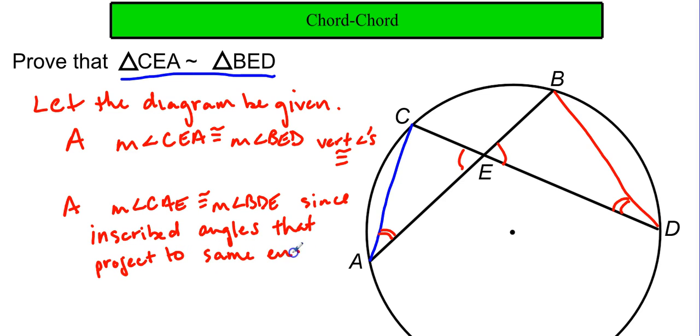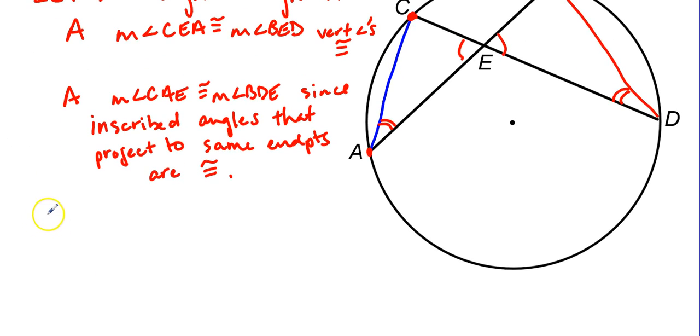and I'll show you what I mean here in a second. So here we have two inscribed angles that project to the same endpoints, and we know that it must be that those two things are congruent. So let's look at where these two things project. Here's my one endpoint right here, here's my other endpoint. So this inscribed angle has a vertex on the circle, and it projects to these two endpoints. Well, if I look over here at angle BDC, or BDE in this case, that angle also has the same two endpoints. And so if two inscribed angles project to the same two endpoints, then we know those two inscribed angles must be congruent. So by angle, I've shown that these two triangles are similar. The first one was CEA, and the other triangle is BED.